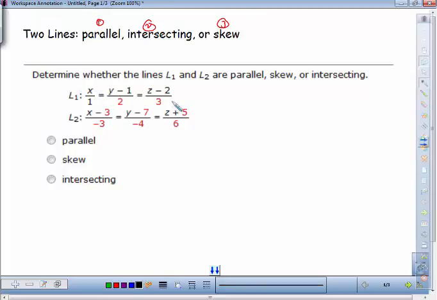So these are all equal to each other, which means we can set them equal to t. And so if this is equal to t, then x is equal to t. Y is equal to, if this is equal to t, y is going to be 2t plus 1. And then z is equal to 3t plus 2.